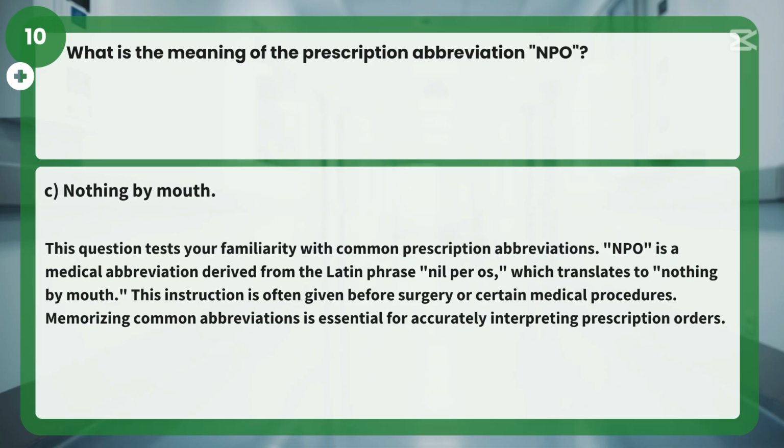Answer: C. Nothing by mouth. This question tests your familiarity with common prescription abbreviations. NPO is a medical abbreviation derived from the Latin phrase nil per os, which translates to nothing by mouth. This instruction is often given before surgery or certain medical procedures. Memorizing common abbreviations is essential for accurately interpreting prescription orders.